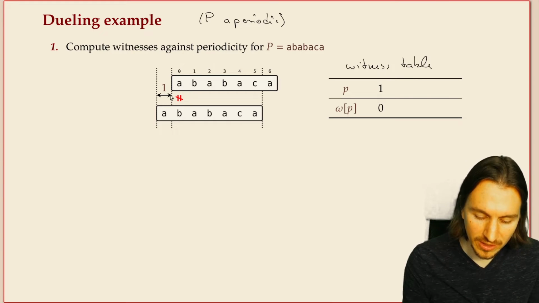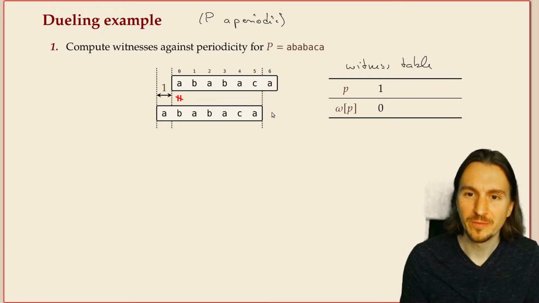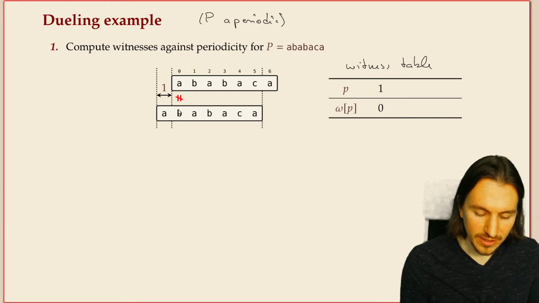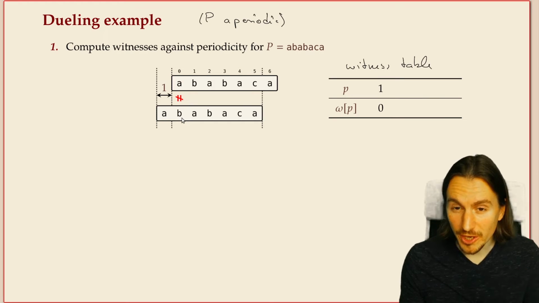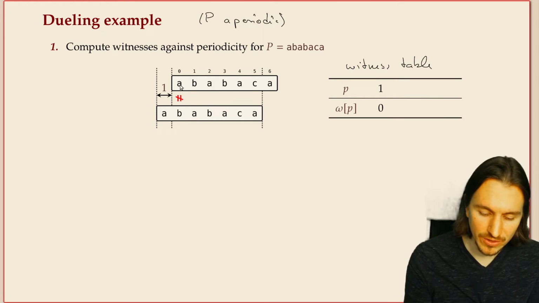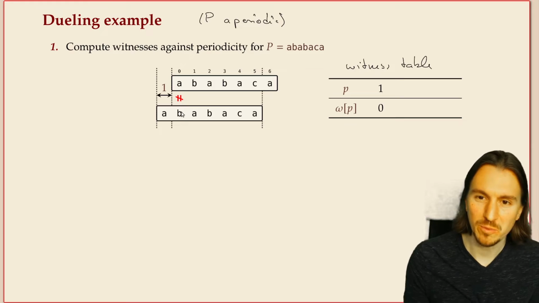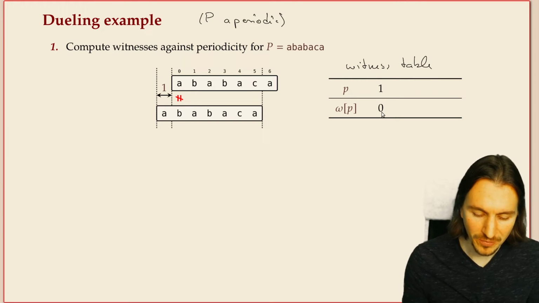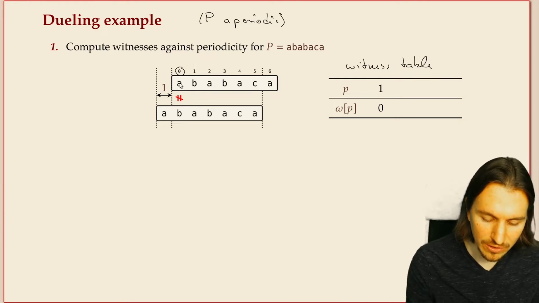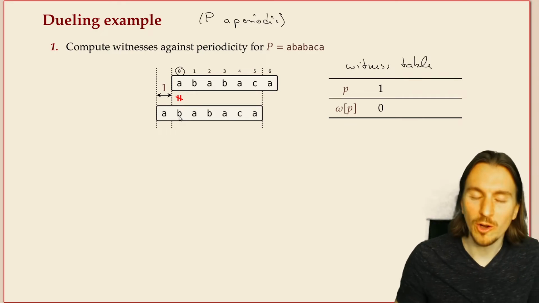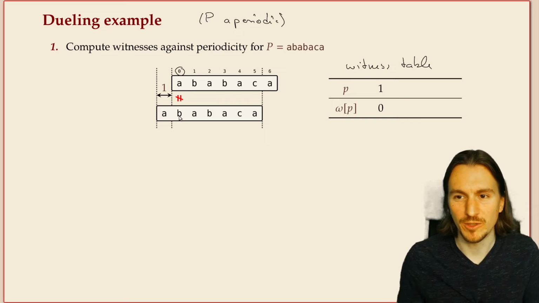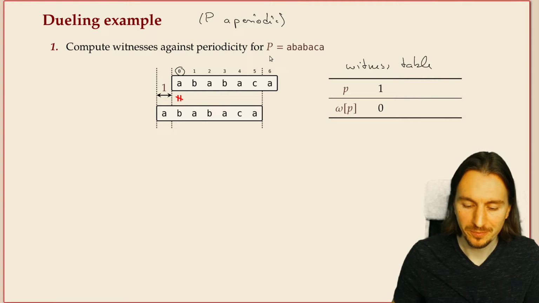Here's my pattern, and I shift it over by one position. So here's the pattern shifted by one. Here's the original pattern. And we see that, for example, this position is a mismatch. So 1 is not a period, because there's a witness against periodicity at position 0. It's 0 because here's the 0, and we have to align this with the position omega plus p, 0 plus 1. Okay?